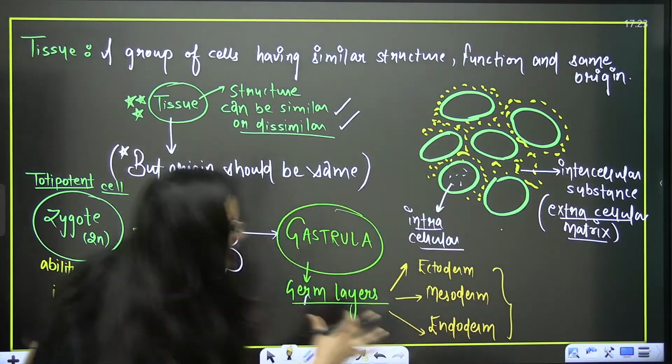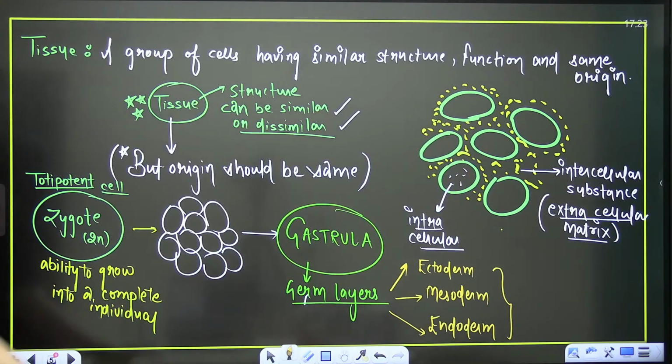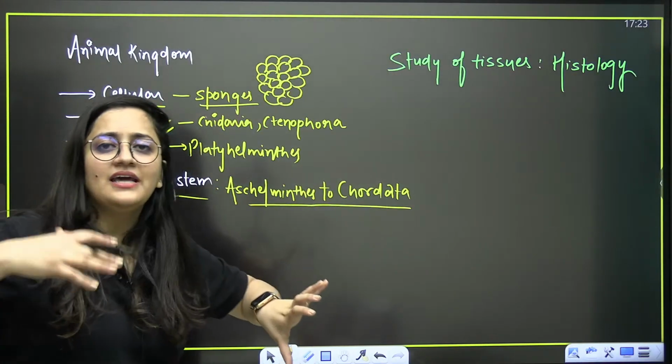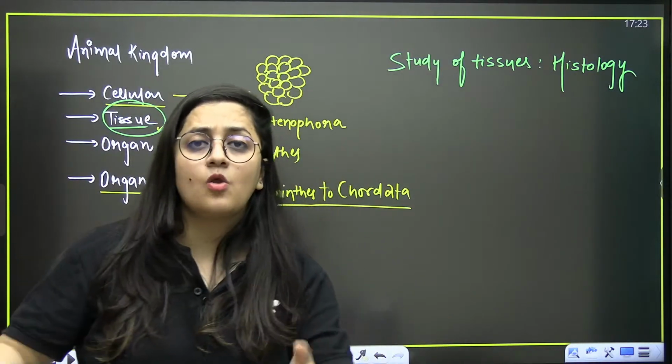That's why I'm explaining it here. Clear, bache? That is the reason I'm explaining it here. Okay, so as I said, in the animal kingdom, different types of animals are there. Even we humans are also animals.